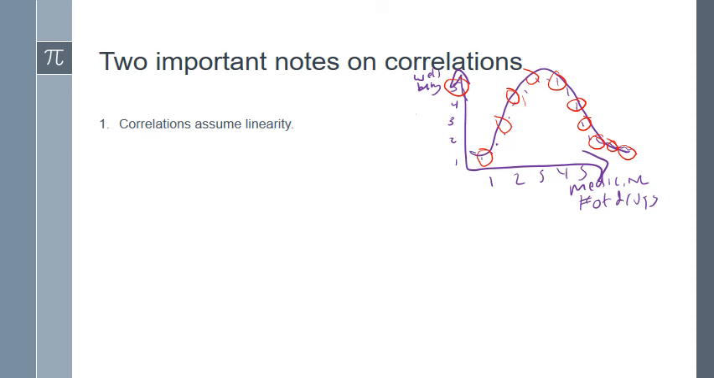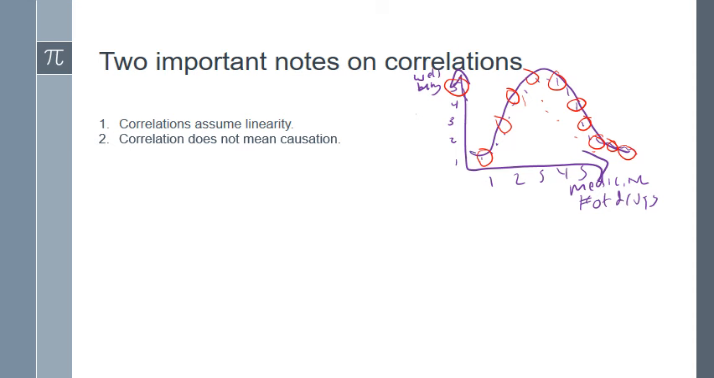So that's curvilinear. You can't really do a correlation on this because it's not like this. You see what I mean? Like it goes up and it goes down. So correlations are not equipped to handle these kinds of situations. You have to use other kinds of tests, which we're not going to talk about in this class.